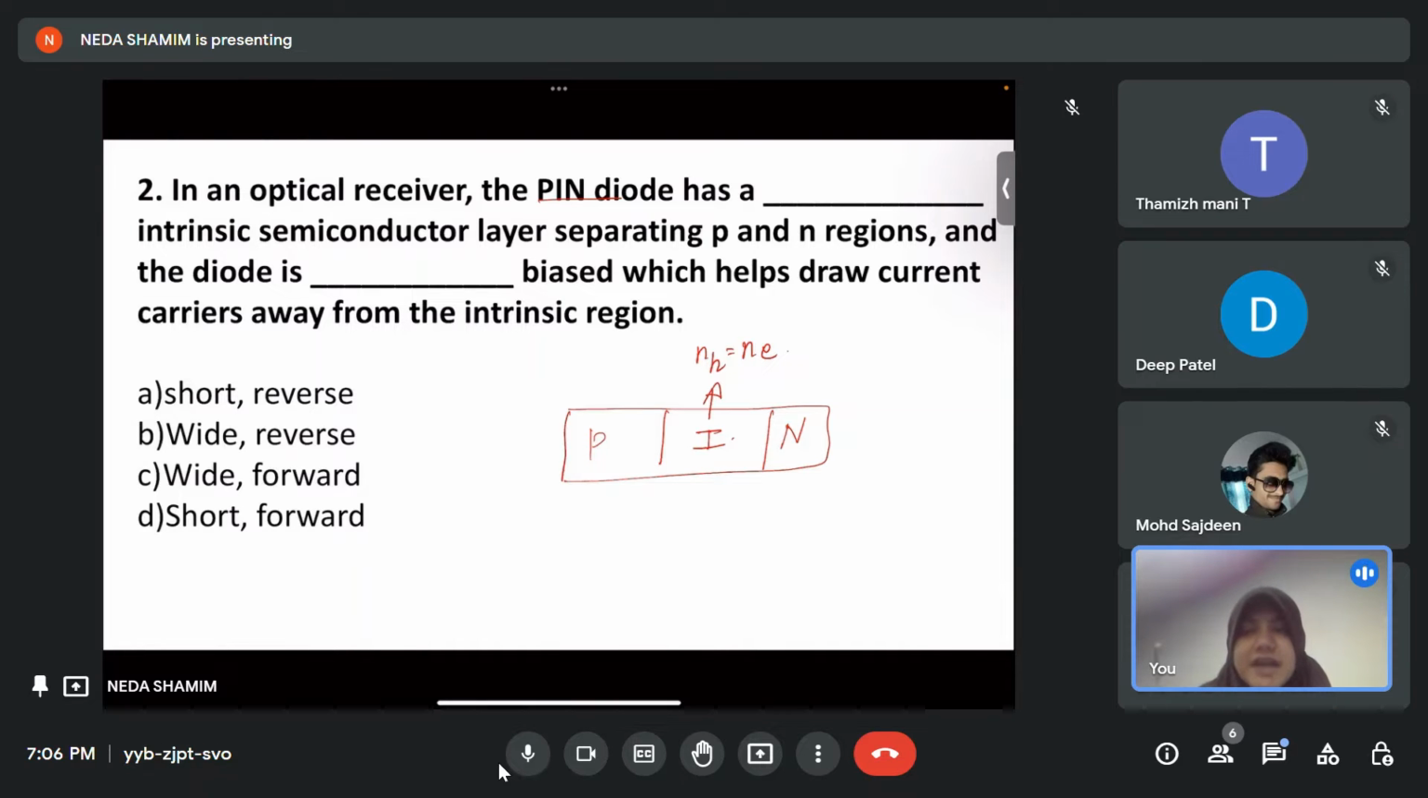Okay, so dash has dash intrinsic region or intrinsic semiconductor layer. It separates P and N regions, and the diode is dash bias, which helps them to draw current carriers away from the intrinsic region. What would be the appropriate answer? Okay, wide and reverse. Who answered? Deep Patel. Thank you, Deep Patel. So the answer is, the intrinsic region will be a wide one, and as I said, photodiodes work in a reverse bias mode. It will be reverse bias.